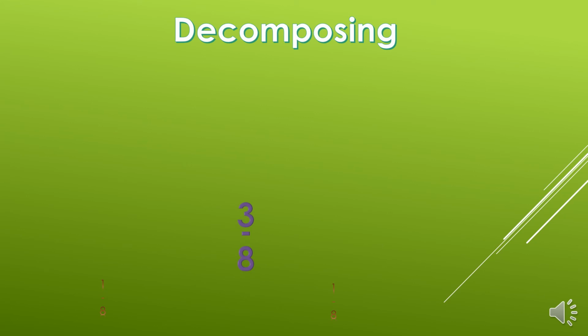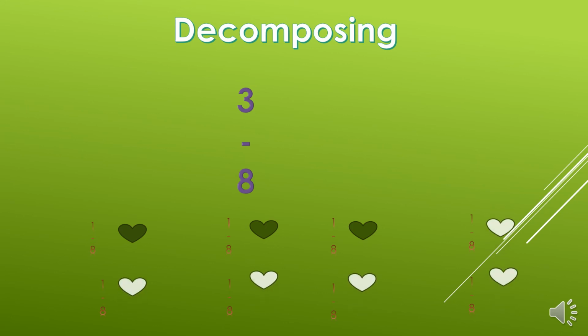Let's look at decomposing fractions. Here I have the fraction 3/8, and in order for me to decompose or break it apart, I have to break it into its unit fraction. So I break it into a total of 8 parts, and you can see that 3 parts are shaded. The unit fraction for this is 1/8, and three 1/8 are shaded to represent 3/8.